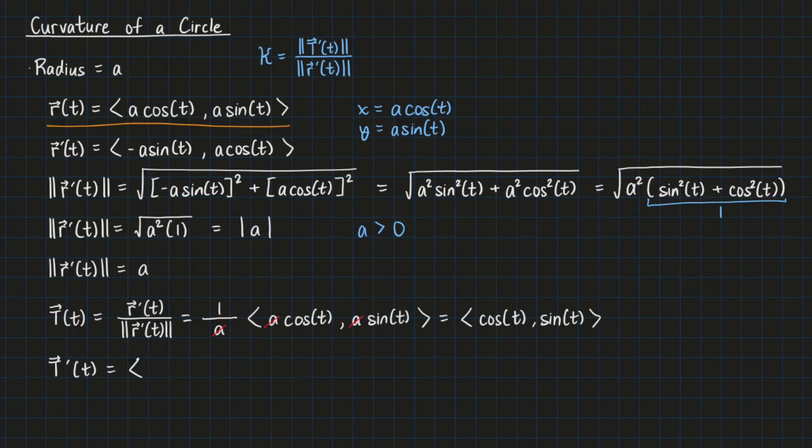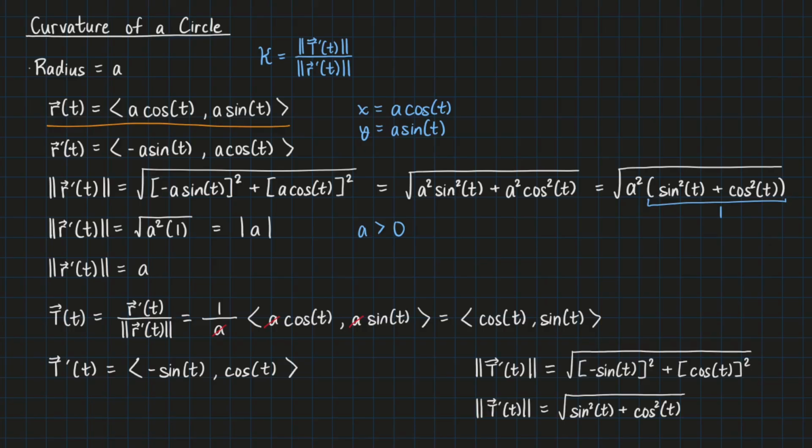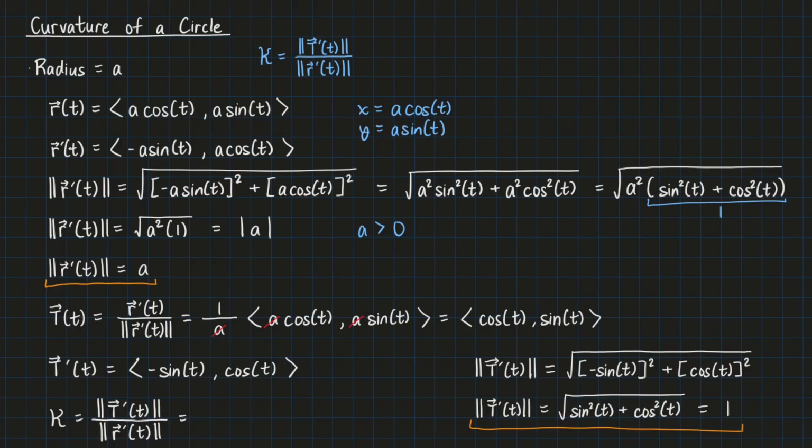This is negative sine of t, cosine of t, and then we take the magnitude of T prime of t. The magnitude of T prime of t is 1. Now we have what we need to find the curvature. Kappa equals the magnitude of T prime of t over the magnitude of r prime of t. The magnitude of T prime of t is 1, and the magnitude of r prime of t is a.